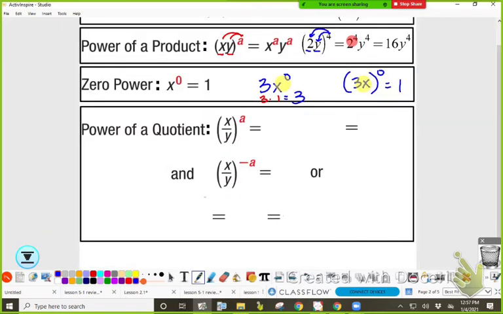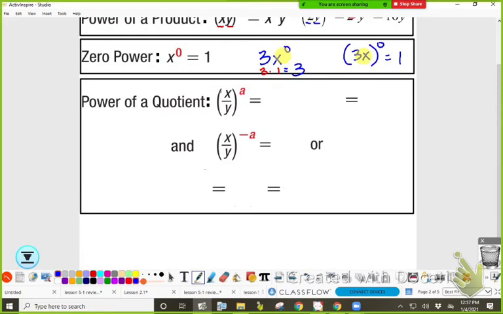The last property is like the one up above. You basically just distribute that exponent to everything. The only difference is here we have division going on. X over y raised to the a. So this would become x to the a over y to the a. Make sure you fill that in on your notes. So an example I have for that one is x over y, that whole quantity squared.